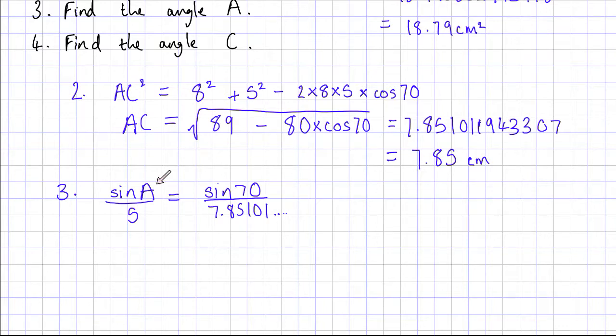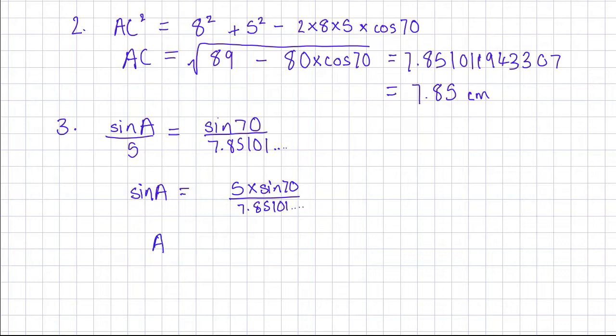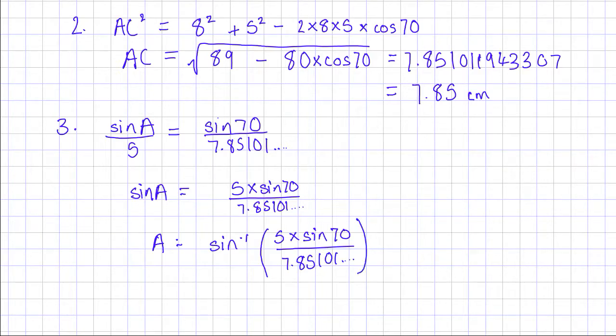Now to find the value of A, I just need to multiply both sides by 5, so let's do that first. Sine A is equal to 5 times sine 70 over 7.85101 and so on. And then A will be equal to the inverse sine of 5 times sine 70 over 7.85101 and so on. Okay, and now I can type this into my calculator and see what that gives me.